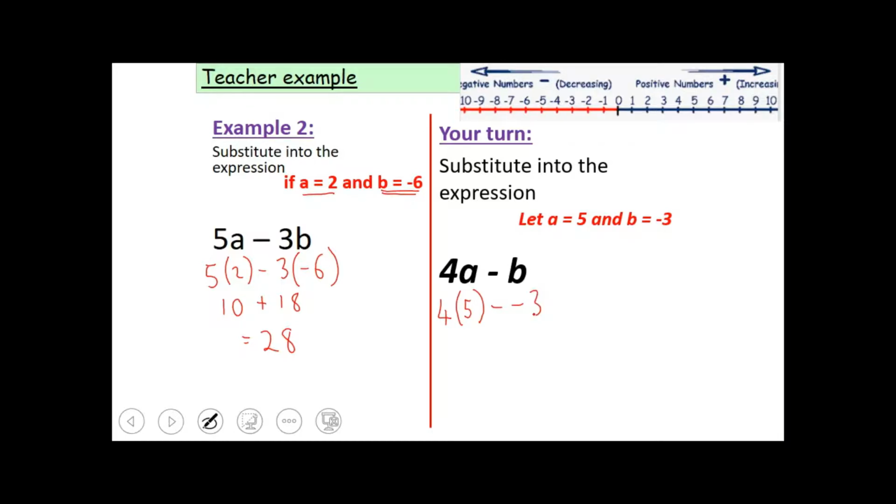4 times 5 is 20, take away minus 3. And we know a minus and a minus makes a positive. So in other words, 20 plus 3 is 23. That's our final answer for that question there.